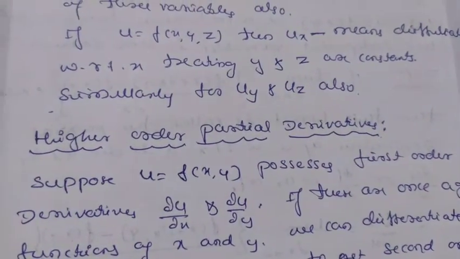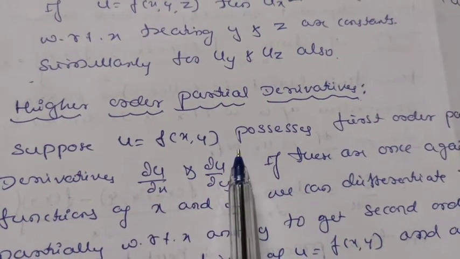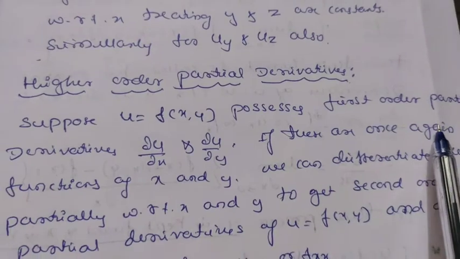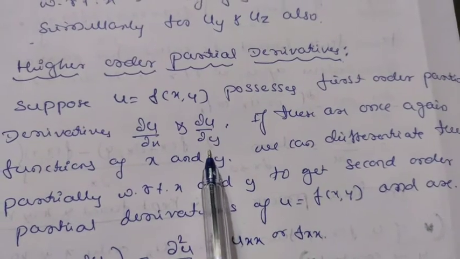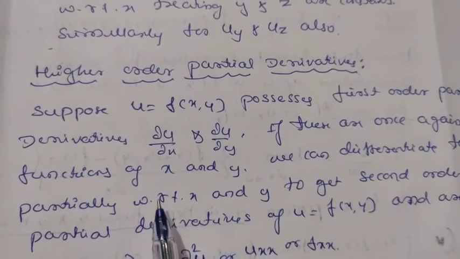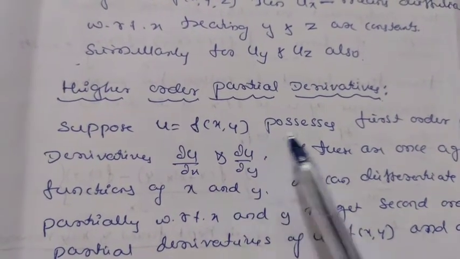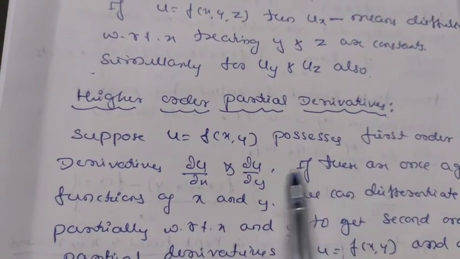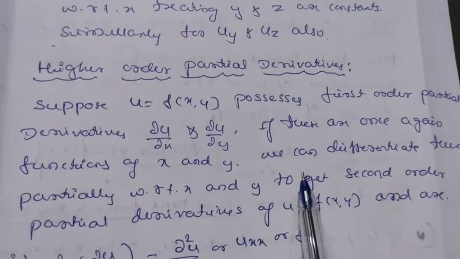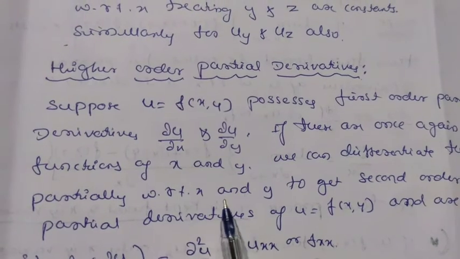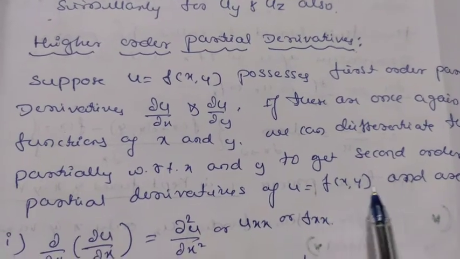So next is higher order partial derivatives. Suppose, as we know, we have u is equal to f of x, y. If it possesses first order partial derivatives, as we have done in the previous case, dou u by dou x and dou u by dou y, and these two are again functions of x and y, because after differentiating u partially with respect to x and y we get expressions again in terms of x and y only. Sometimes it is only x, only y, or a combination of both. So if these two are functions of x and y, then we can differentiate these two partially with respect to x and y to get second order partial derivatives of u is equal to f of x, y, and they are given like this.